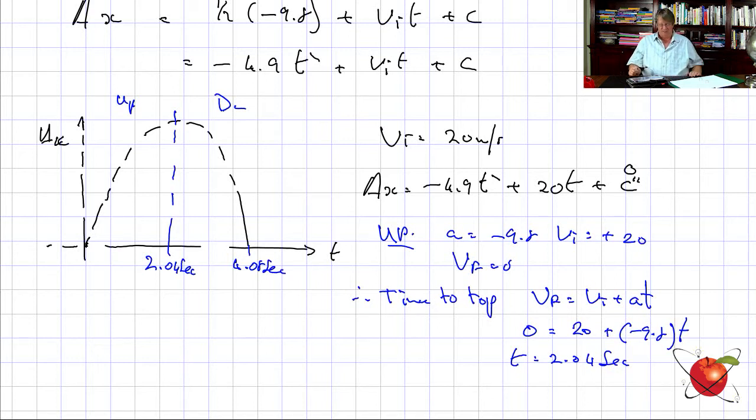Why? Similarity of a parabola, right? That side's equal to that side. The word just left my head for a second.